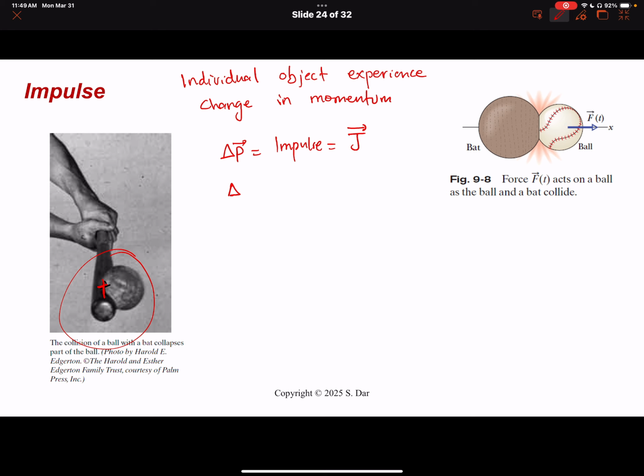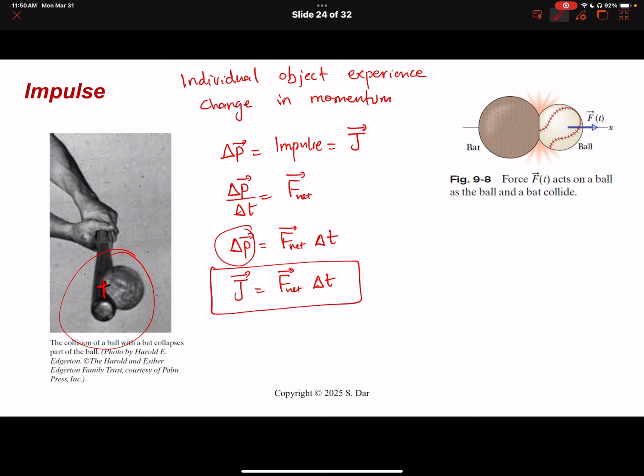Now remember, delta P over delta T is equal to net force. So if I want to calculate delta P from here, that has to be net force multiplied by delta T. But delta P is impulse. So impulse is net force acting on an object for a certain period of time. That period of time is usually called the contact time. How long was the contact between your foot and the soccer ball? So that would be considered a collision.